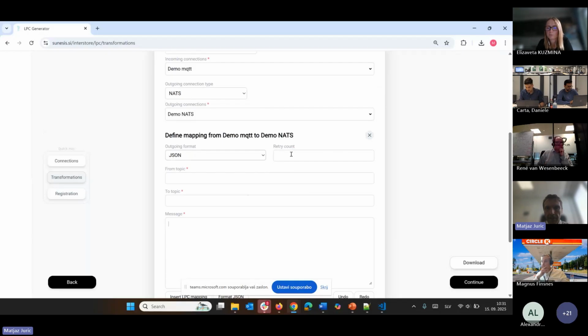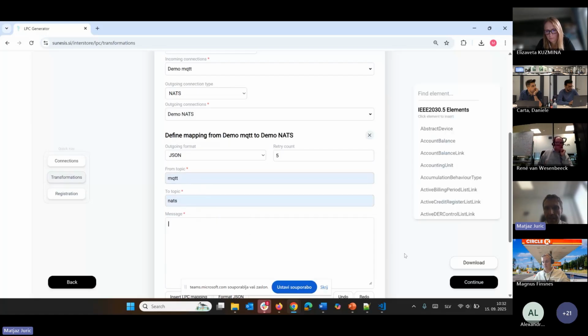Here we have some technical parameters such as retry count for scenarios where you would like to retry the sending of the message if the connection would fail, if you have like a bad internet connection or something like that. And then you specify the topic names and the message structure itself.